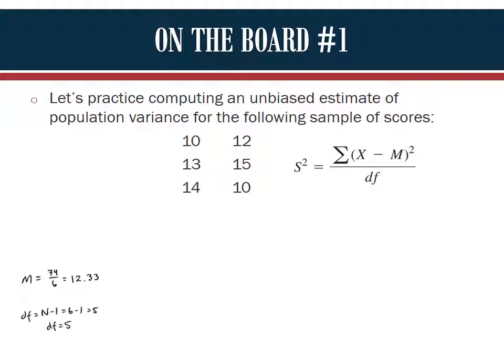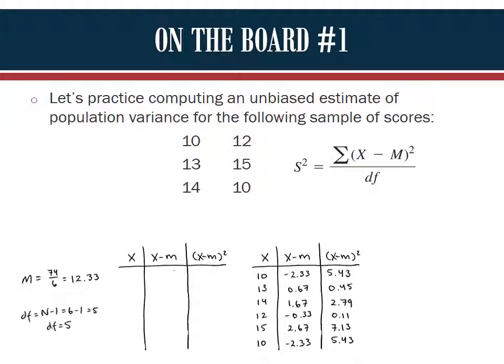Now that we have these pieces of information, we're ready to keep calculating and to make that chart with the 3 columns. Put all of your x scores in the first column, and then your x minus M in the second, and then x minus M squared in the third. And when we do that, we get something like this. You put all of your x scores there. You do x minus M, so for the first one, it would be 10 minus 12.33, so your x minus M is negative 2.33. And then you square that in your third column, and negative 2.33 squared is 5.43. You keep going for all 6 of your scores there.